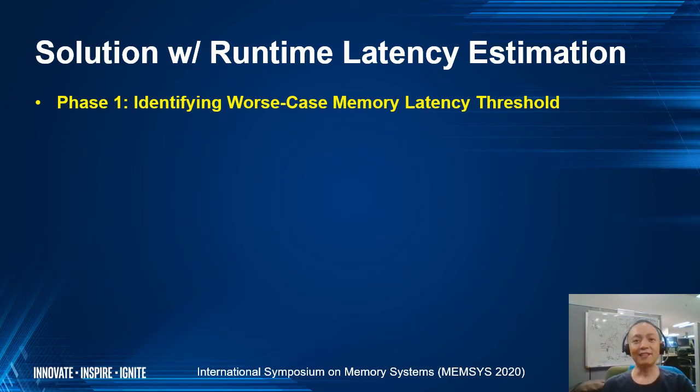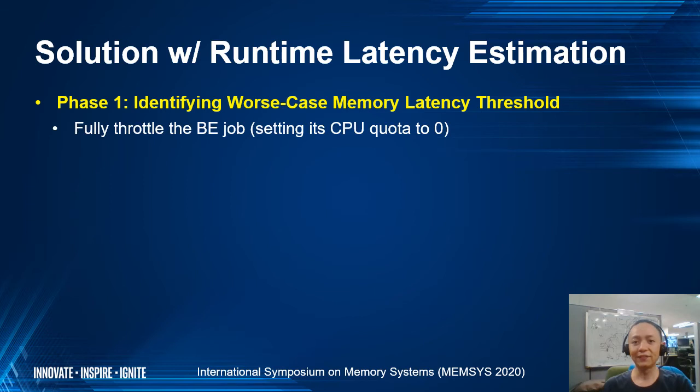Our solution has two different phases. For a latency critical job, in the first phase, we need to identify the worst case memory latency without memory access interference. The worst case latency is then regarded as a threshold to defend against. To obtain a clean environment during online running in this phase, we fully throttle the BE job by setting its CPU quota to 0.